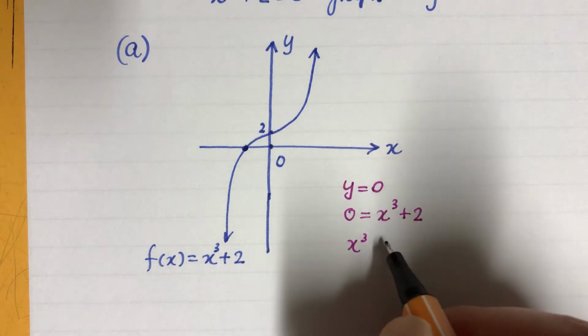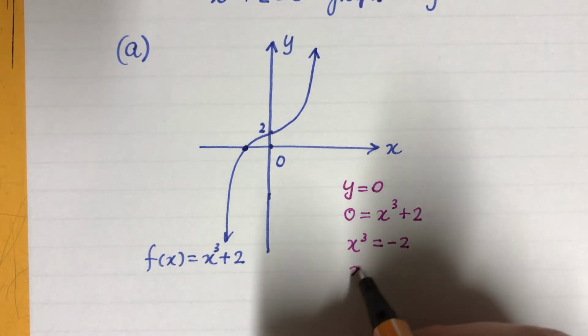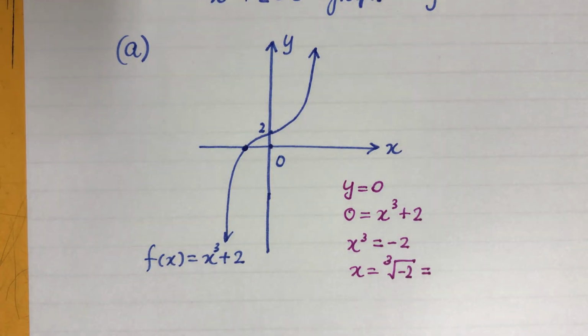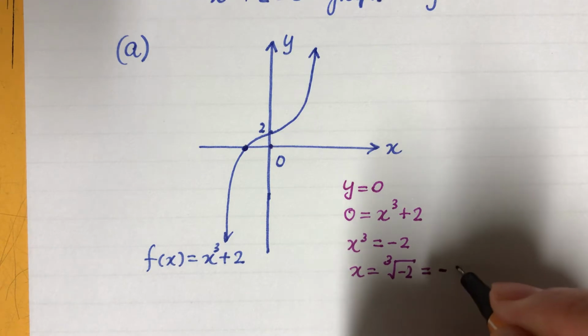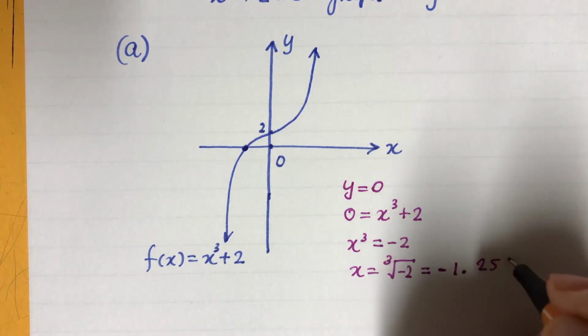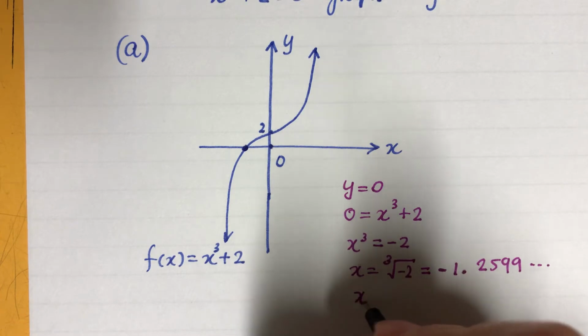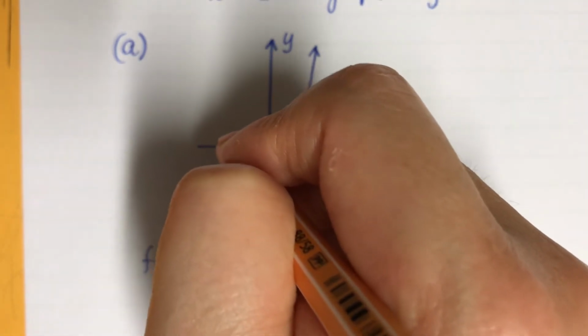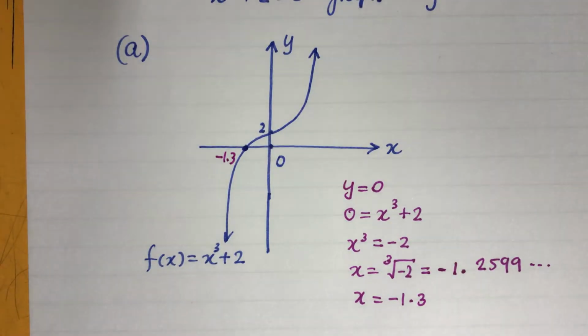Now x cubed equals minus 2. x equals the cube root of minus 2. Now, if you use your calculator, you put that in, what would you get? Let me see. I'm just doing it now. Cube root of minus 2. I will get minus 1.2599..., and then x will be roughly minus 1.3, something like that. Okay, so that's what I've got. So this is for part A.